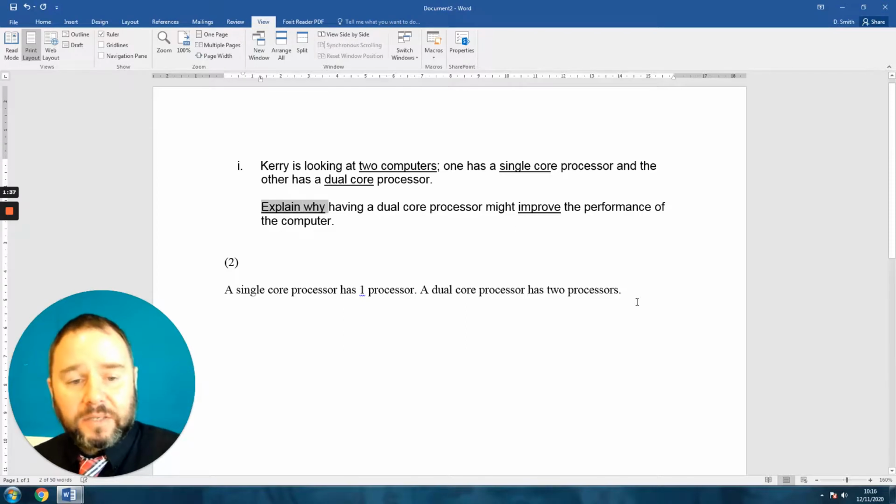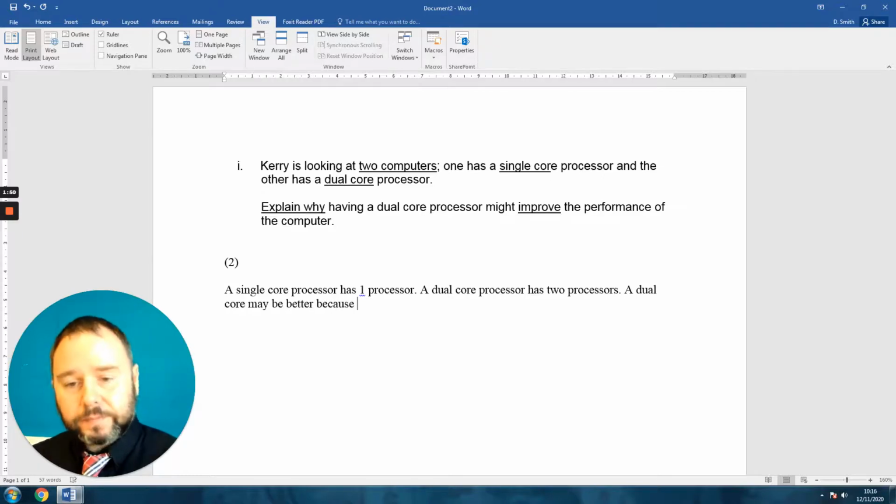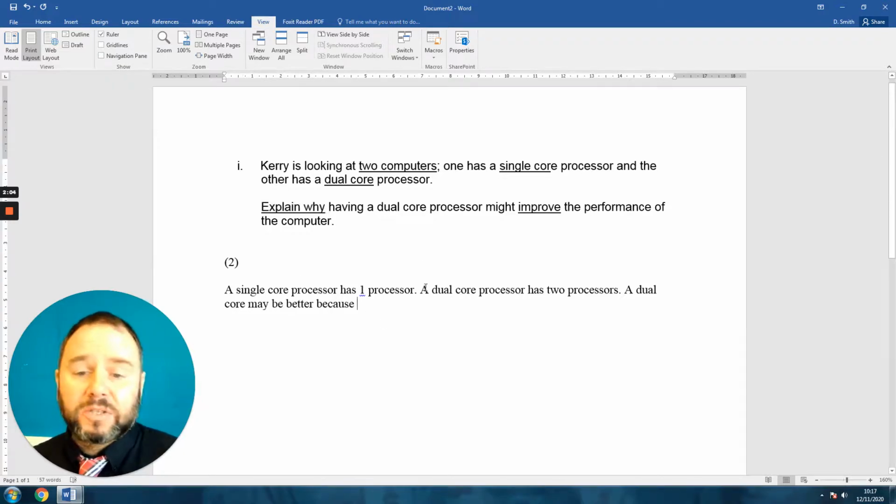So why is that better? Well, the reason why it's better is a dual core may be better because, now this is the key word here, because. If you put the word because in your answer, you are already pushing yourself into explaining why. If you say this is because, you are explaining why, or you're about to explain why. Single core processor has 1 processor, dual core processor has 2.